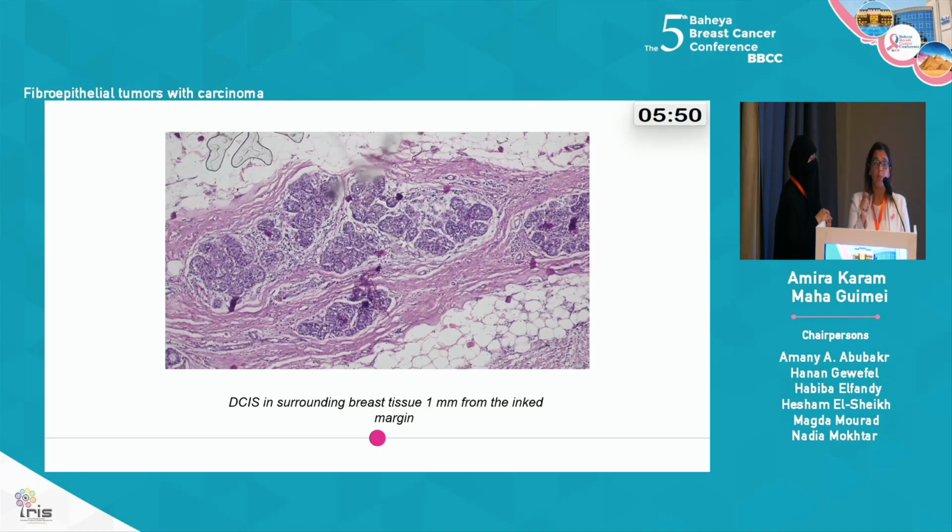They were close to the margin, 1 millimeter from the margin. The margin for DCIS should not be less than 2 millimeters. The margin for invasive carcinoma is tumor on ink. The margin for DCIS is 2 millimeters. This one was 1 millimeter.